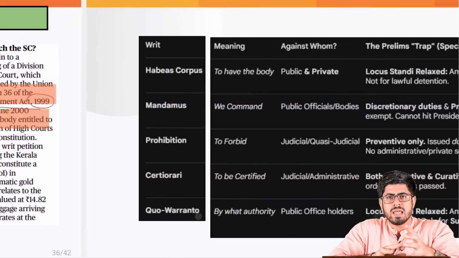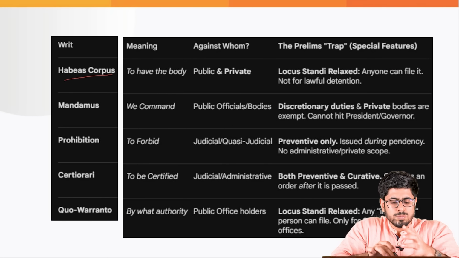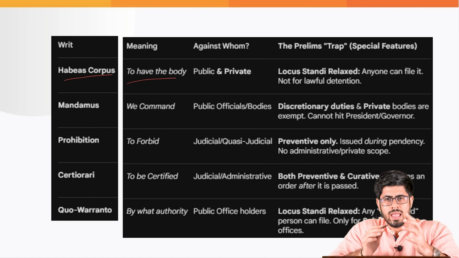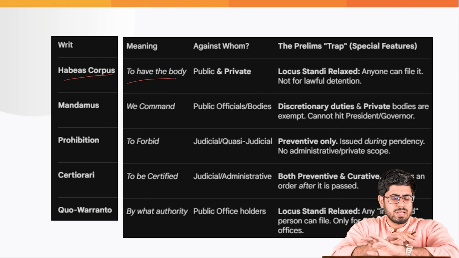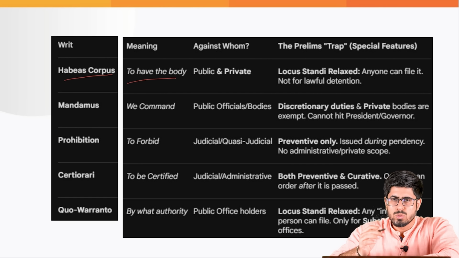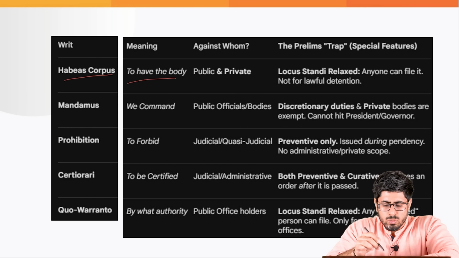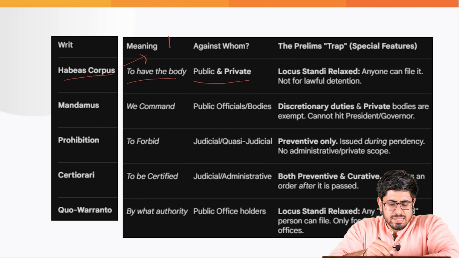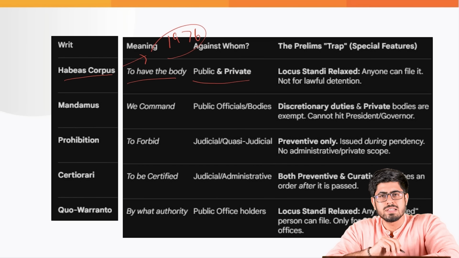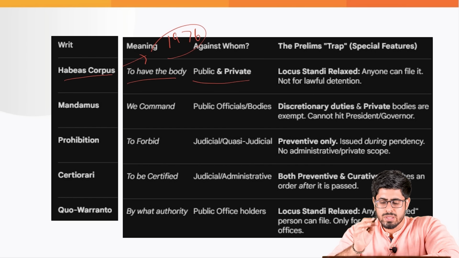Now coming to the 5 types of writs that we just named, what is their basic difference? Habeas corpus means to have the body. Corpus means body, habeas means to have it. So if somebody has been taken into detention by the police, to know whether that person is alive or not, where he is located, one could file a habeas corpus plea. It was filed in 1976 also, when the Emergency was in place, so it became a very famous case known as the habeas corpus case or ADM Jabalpur case.